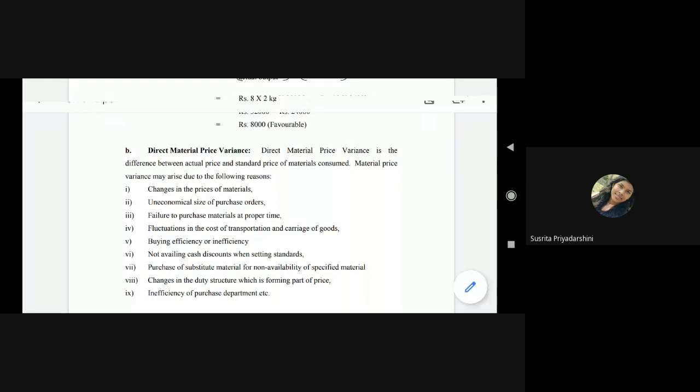Next, purchasing of substitute materials for non availability of specified material. अगर हमें potato नहीं मिलेगा तो मान लो कि हमें चिप्स चाहिए, तो potato के बदले हम उसका substitute purchase कर लेंगे। तो वो complete substitute नहीं है, तो उसका substitute बना के हम बेचेंगे। तो अगर ऐसे हम करते हैं तो वो भी variation आ सकता है। Okay, so using substitute products, so actual product if it is not available in the market, so using the substitute may increase the chances of price variation.